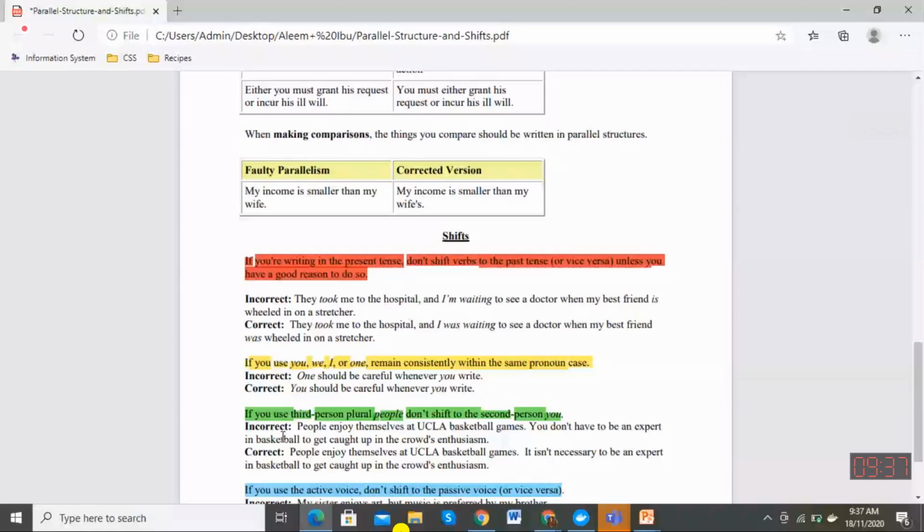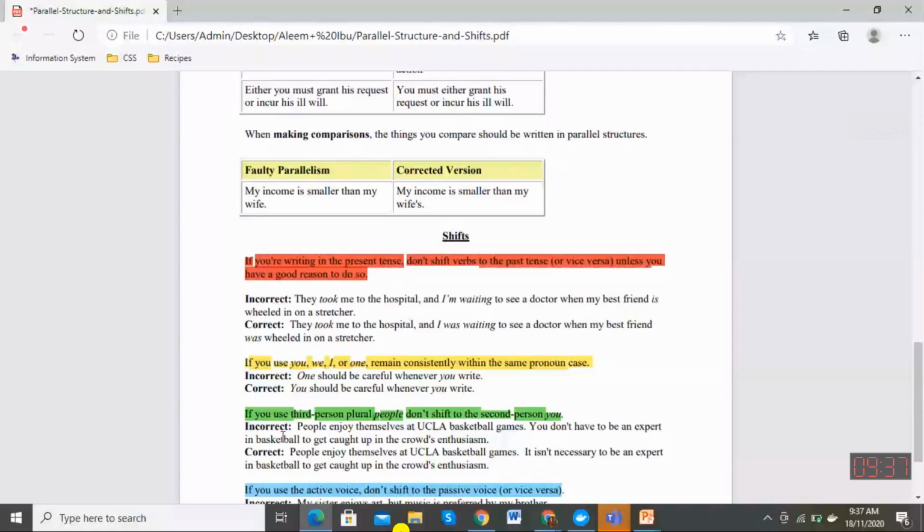If you use third person plural, don't shift to the second person you. For instance, people enjoy themselves at UCLA basketball games. You don't have to be an expert in this thing, or most commonly use this thing. We use this expression very often. Okay, you should not be an expert of this thing.